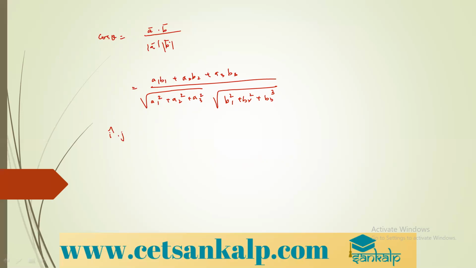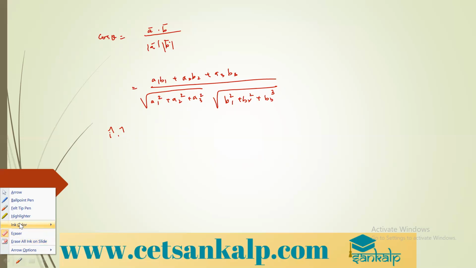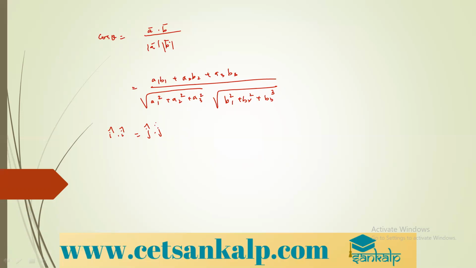Then i cross j, this I will tell later, but first I will tell you the easy formula. There is one formula: i dot i equals j dot j equals k dot k equals 1. That means i square equals j square equals k square equals 1. Whereas i dot j equals j dot k equals k dot i equals 0.